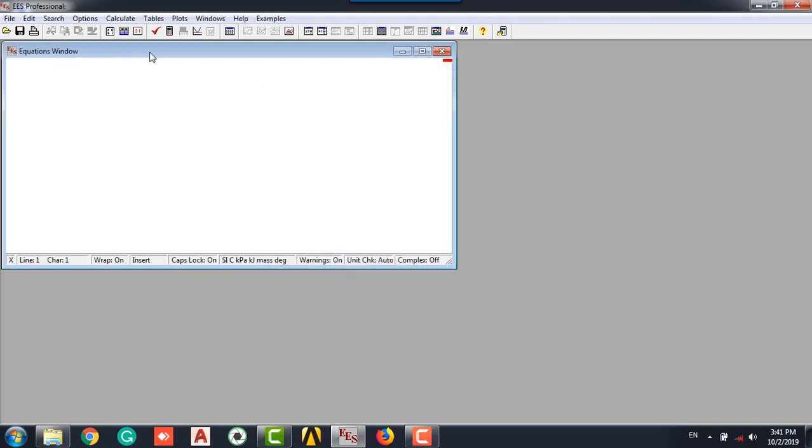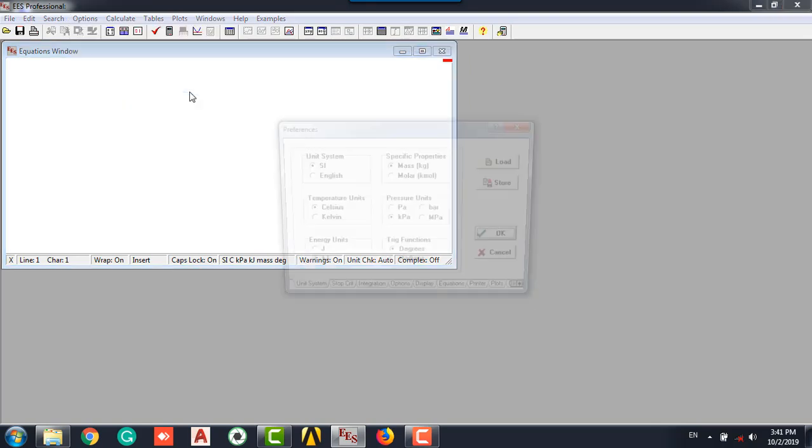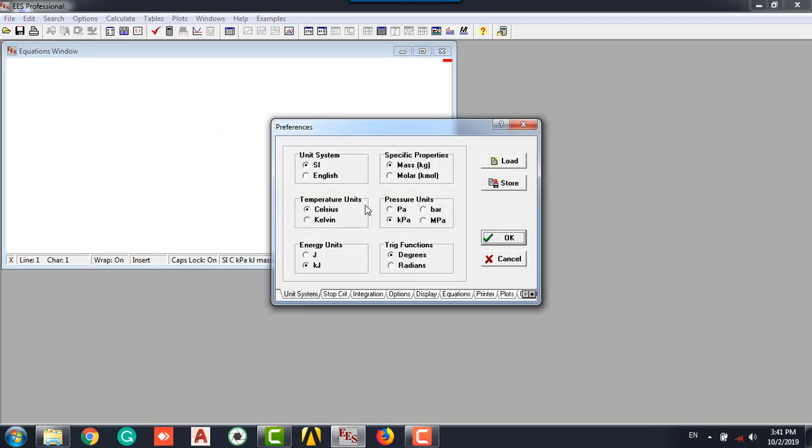First of all, at the bottom of the equation window, or in the options, we can select the unit system, and we can set the SI unit system or the English unit system. If we set the SI unit system, we have Celsius for temperature, joule and kilojoule, kilogram for mass, and Pascal, bar, kilopascal and megapascal for pressure. In the English system, we have pound mole, psi or atmosphere for pressure, and for temperature we have Fahrenheit and Rankine.